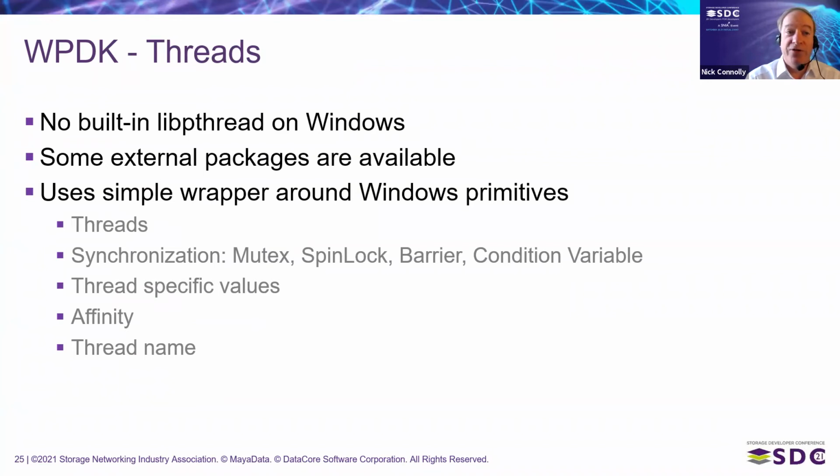There's no built-in POSIX thread support on Windows. There are some external packages available, but they all seemed more elaborate than was required. WPDK includes a simple wrapper around the Windows primitives to handle threads and synchronization types, such as mutexes, spin locks, barriers, and condition variables. There's also support for thread local values, affinity, and changing the thread name.